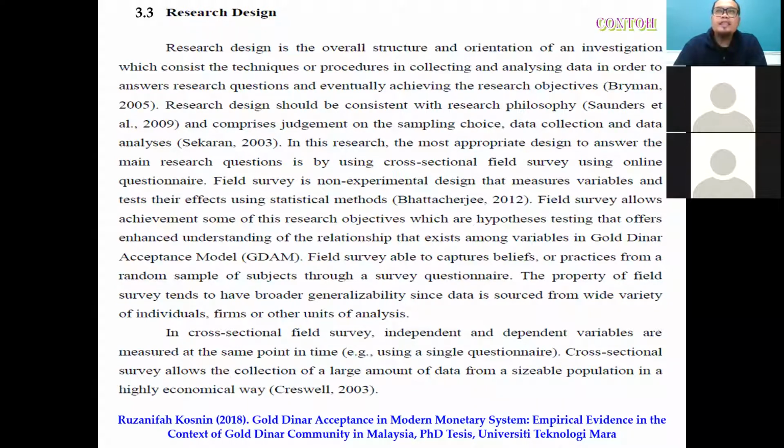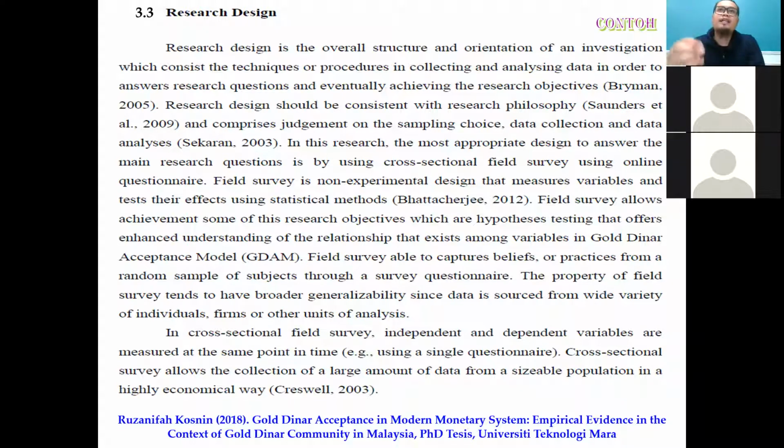When they use a survey, or tinjauan, they can answer their research objective. That's the most important thing. When you use a specific research strategy, make sure it is the best research strategy because you can answer your research question or research objective. Field survey is able to capture beliefs or practices from a random sample of subjects through a survey questionnaire. They highlight how important this survey is in order to answer your research objective. In cross-sectional field survey, dependent variable.